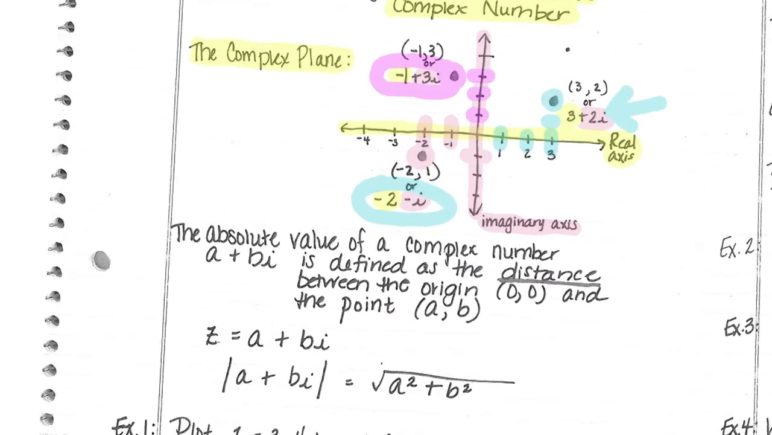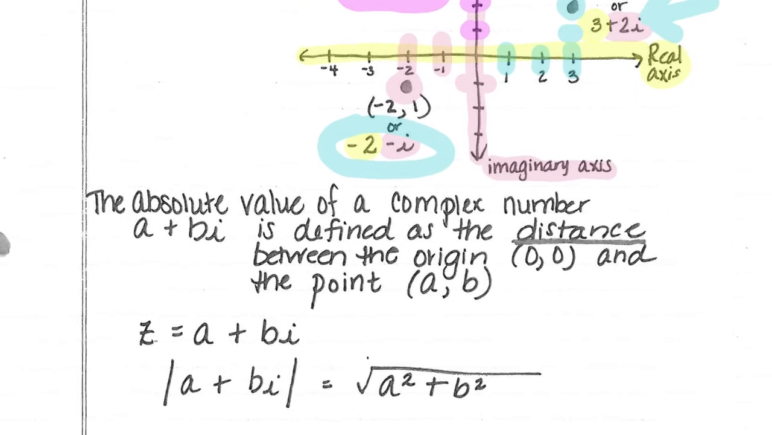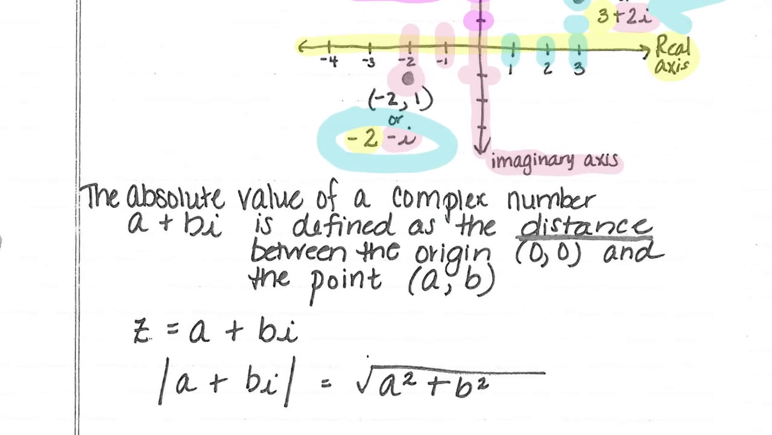The next thing we're going to take a look at is the absolute value of a complex number. The absolute value of a plus bi is defined as the distance between the origin, 0, 0, and the point z equals a plus bi, and this is given by the absolute value of a plus bi, which is equal to the square root of a squared plus b squared.